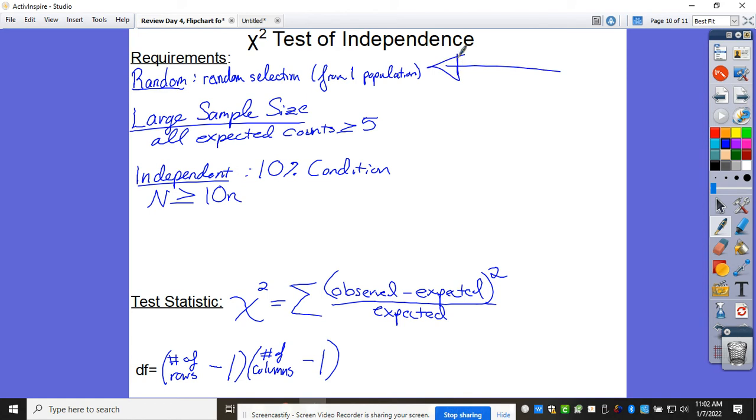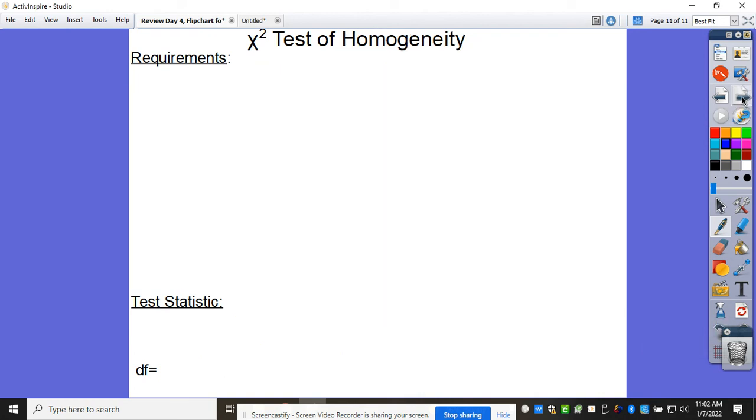This is going to be the only one that changes. And I might go through and kind of highlight some things about the different ones too.